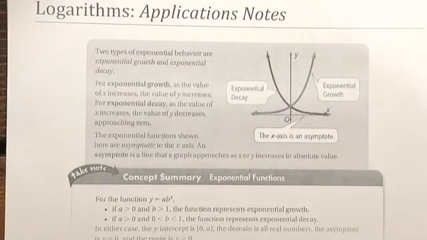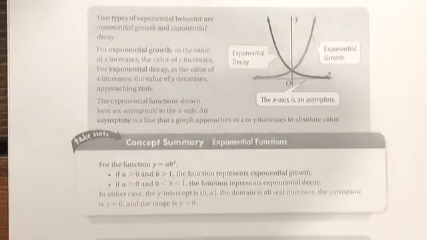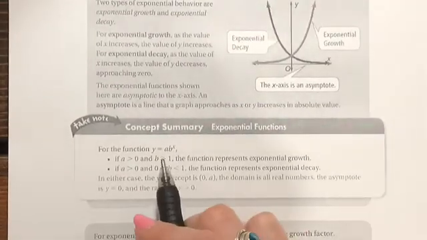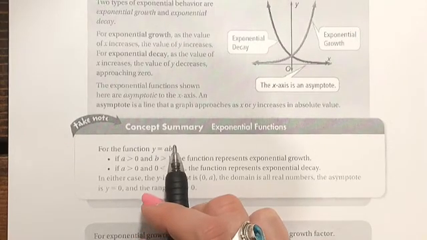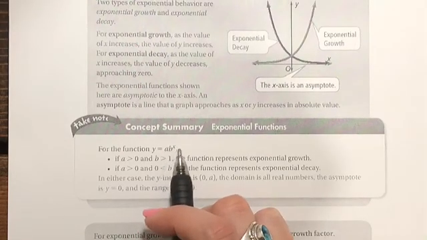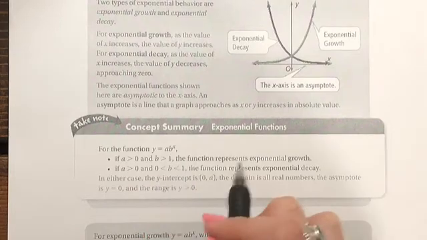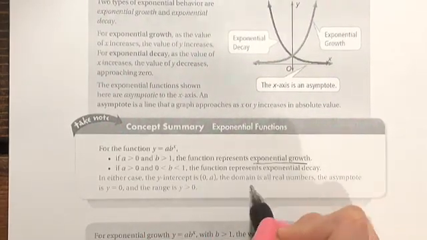So for exponential growth and exponential decay, they are all going to be using exponential equations, which are in this format: y equals a times the base to a power of x, where if a is greater than 0, and if b is greater than 1, then it's going to represent exponential growth. So that's how you can tell if it's growing.